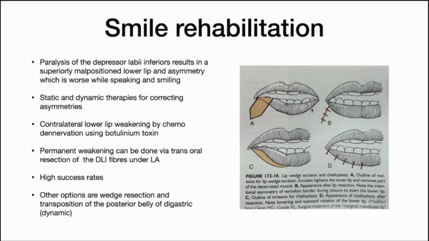There have been other options like the wedge resection. A complete wedge resection is done and then it is sutured, and you can see the elevation of the lip, or a cheiloplasty can also be done. Another procedure is the transposition of the posterior belly of the digastric. This digastric muscle belly is removed from the hyoid bone and from the mastoid, and then it is inserted into the lower lip, orbicularis oris.